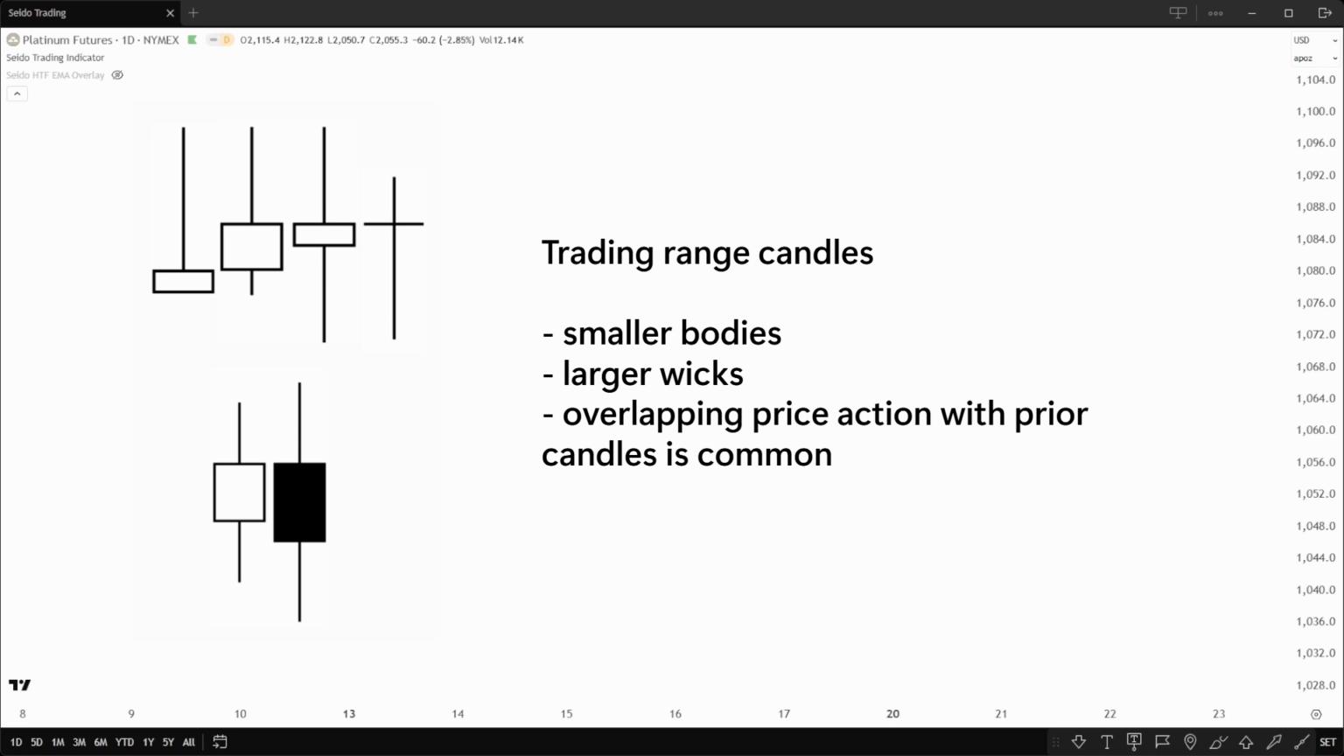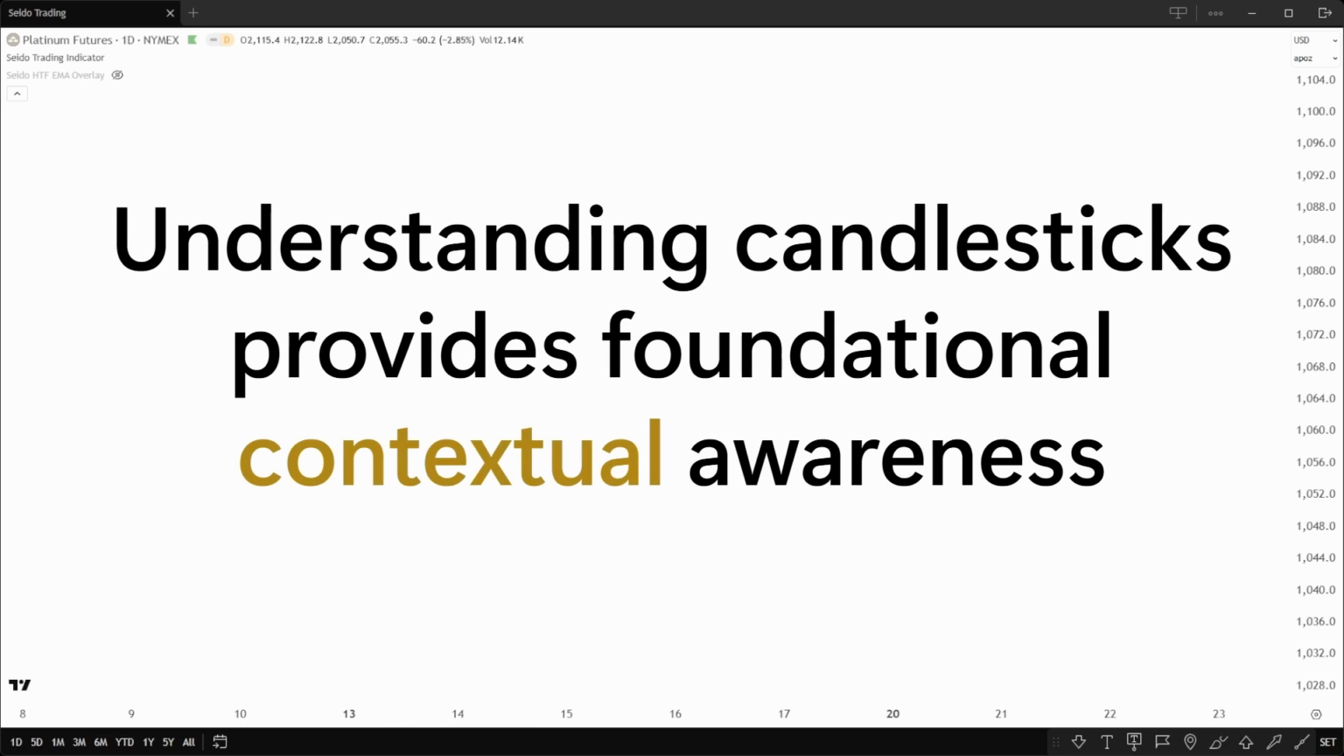By having a very clear understanding of individual candlesticks, we can develop a very deep understanding of how traders respond on a higher time frame context. So when we're looking at a daily chart, we can develop context which we can apply to a lower time frame chart. All of this will make sense as we progress through the course.